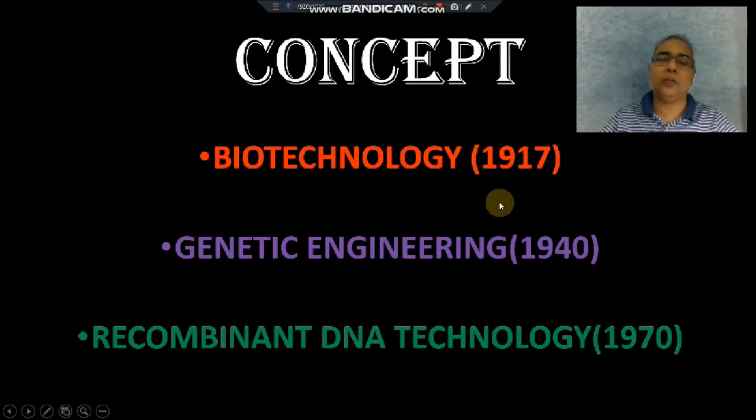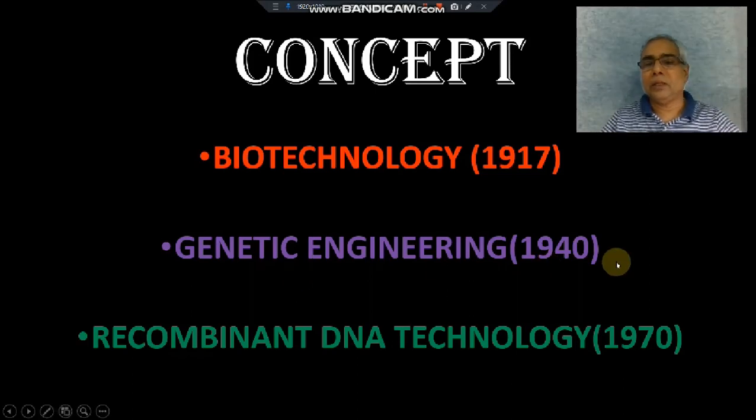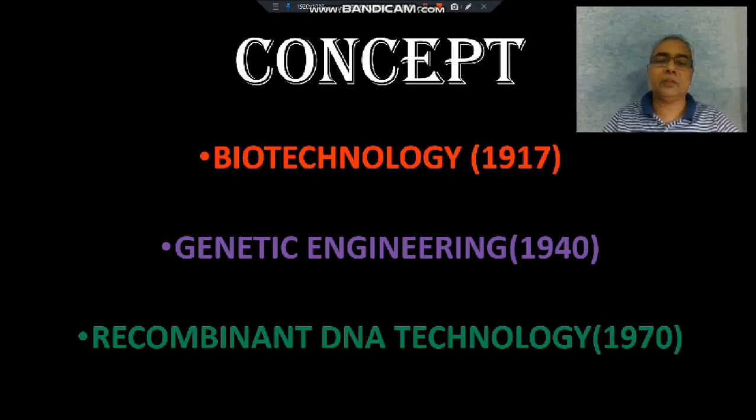as the words developed, in fact in 1970 biotechnology came into existence for the first time as far as the word is concerned. This word was coined in 1917, though the information was existing much before that. Genetic engineering, this concept came in 1940. Recombinant DNA technology, this technology was developed in 1970 for the first time.